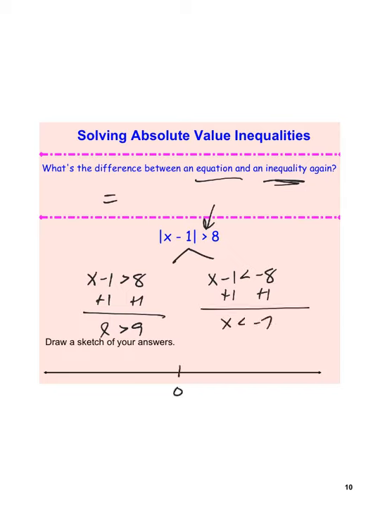So if this is 0, here's 9, here's negative 7. I'm saying that my answer here is basically a circle at 9. Again, an open circle because 9 isn't included, and that goes on forever. My answer here is less than negative 7. Sorry, that's a negative. So I'm going to have an open circle there again, and that goes on forever.